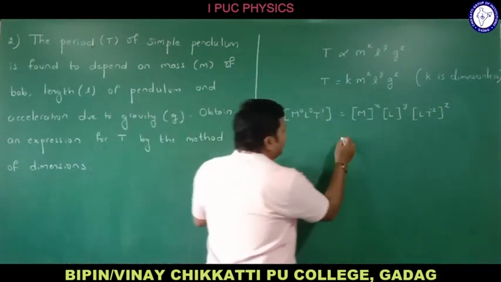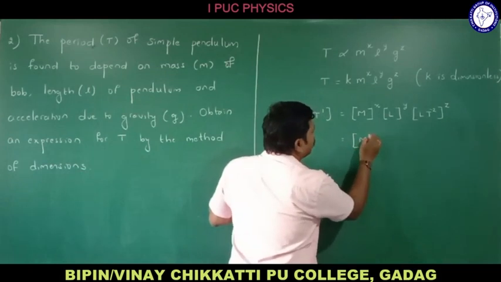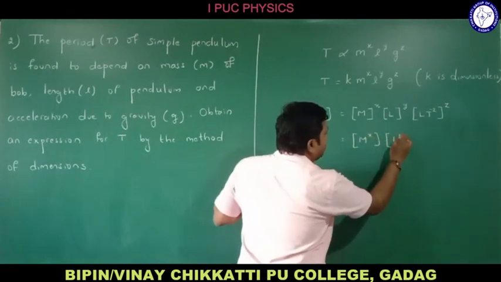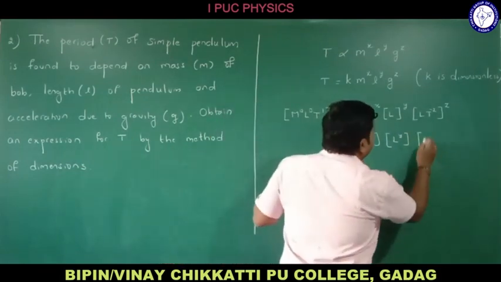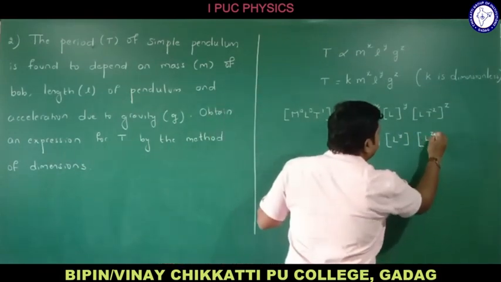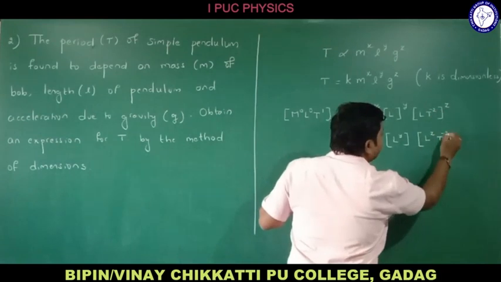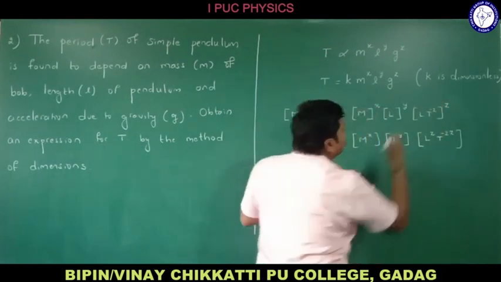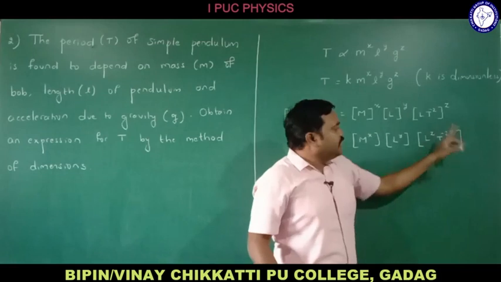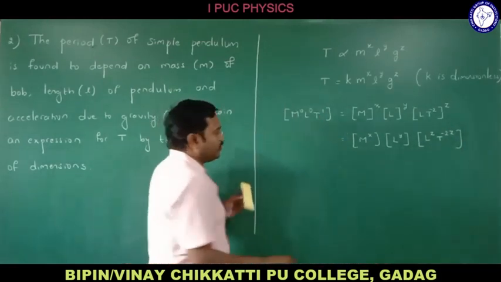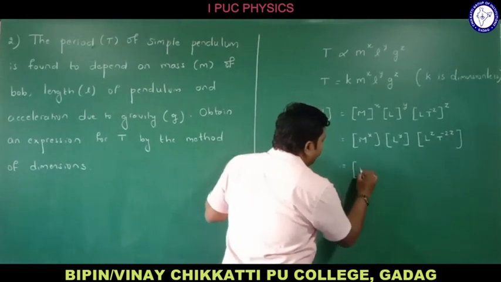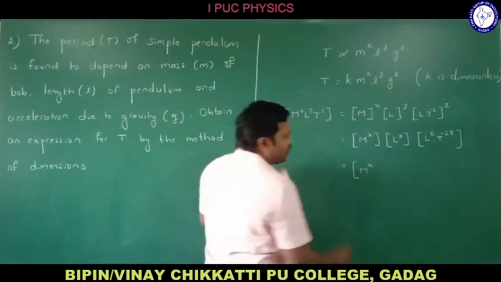Now let me simplify. That is equal to m raised to x, L raised to y. Shall I take like this? Now L raised to z, t raised to minus 2z, right? I have multiplied now here, right? L raised to z, t raised to minus 2z. Now let me write in the form of m L t. Okay, that is equal to m. How many m we have? Only one. That is m raised to x.